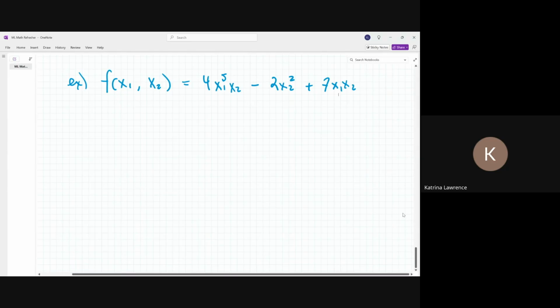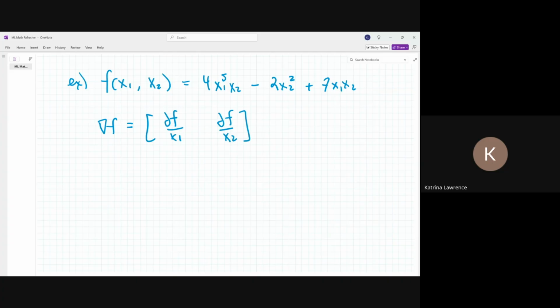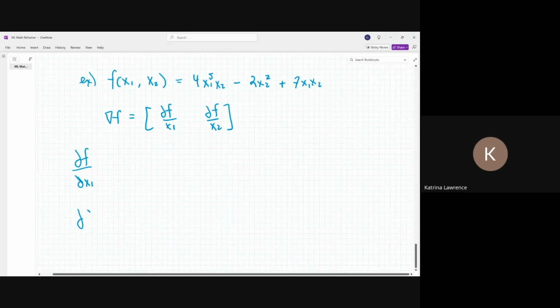Okay, so the first thing we have to do for gradients is I always recommend writing out your equation before you start. So here you know that your gradient of f is going to be the partial derivative of f with respect to x1 and the partial derivative of f with respect to x2. So that means we just have to find df over dx1, and we also need to find df over dx2. It's always good to map out what you're looking for, and I find that really helps limit mistakes. Now we should all be pros at solving partial derivatives.